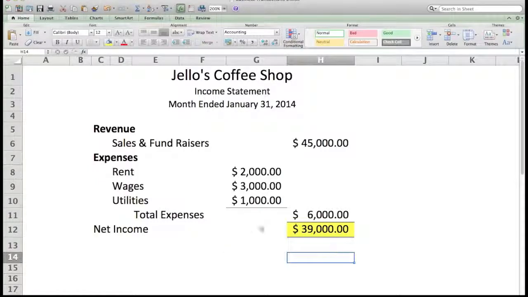Well, guys, that's just a quick overview of the income statement. Next time, we'll cover both the balance sheet and the statement of owner's equity.